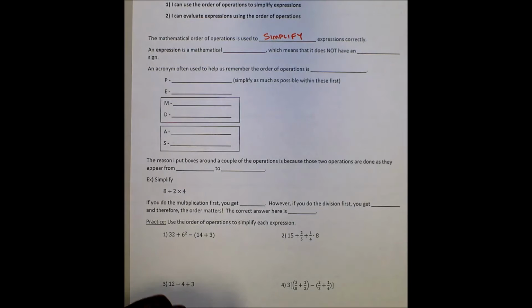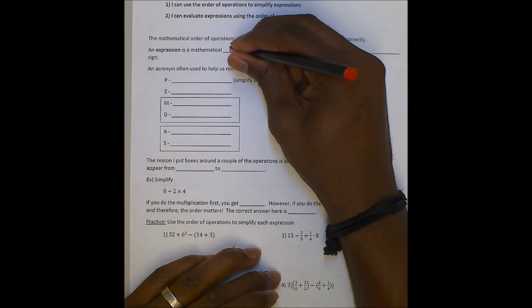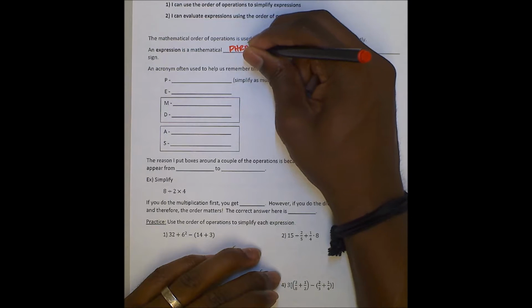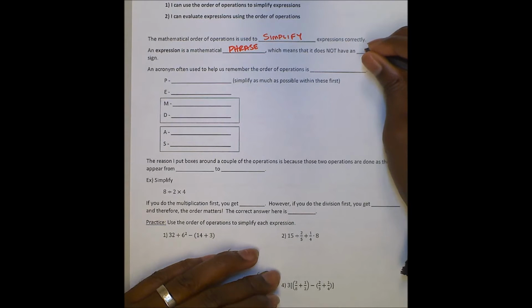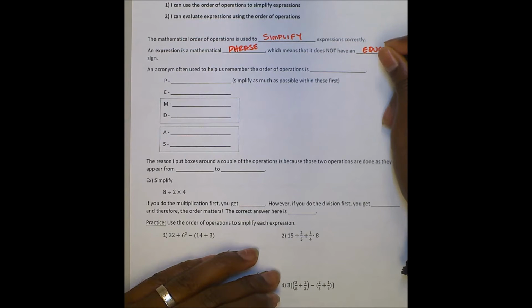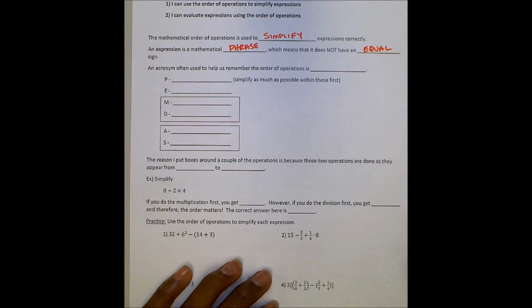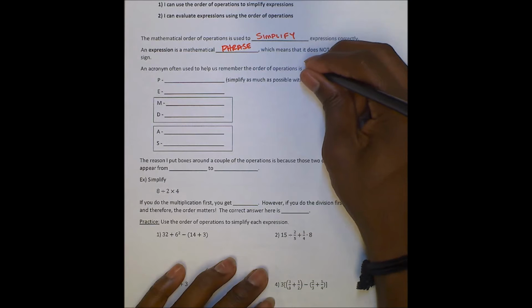Okay, an expression is a mathematical phrase, which means that it does not have an equal sign. An acronym often used to help us remember the order of operations is PEMDAS. Please excuse my dear Aunt Sally.